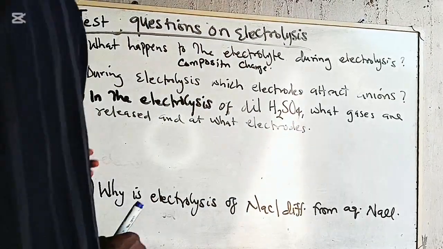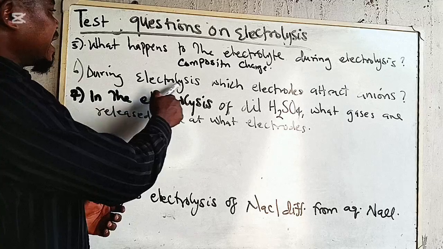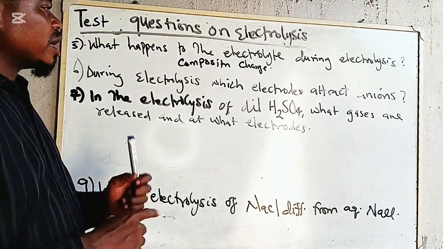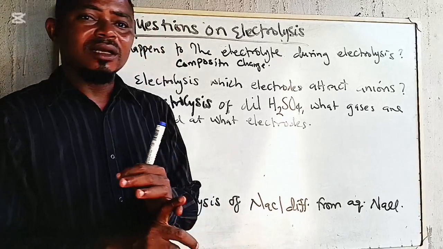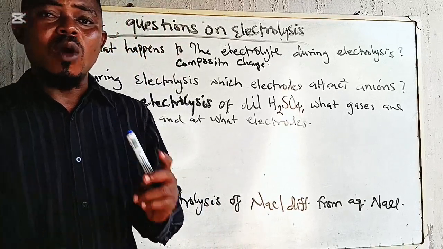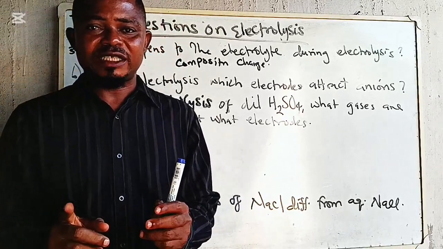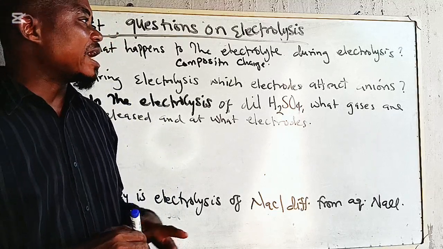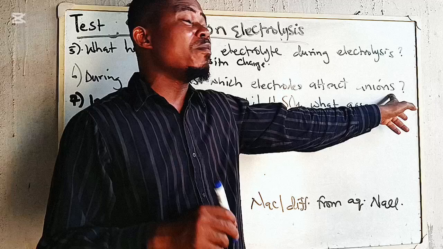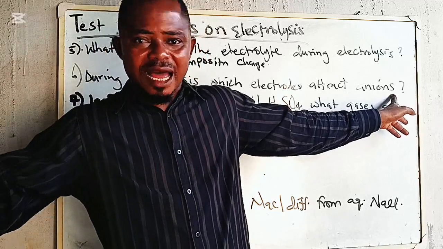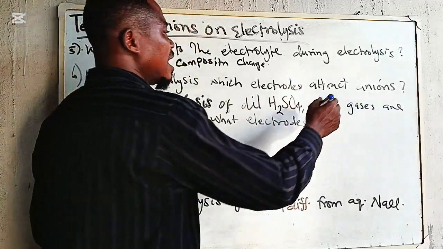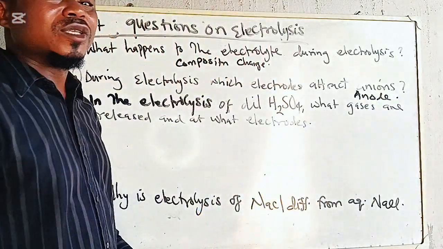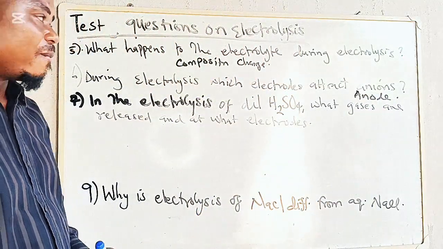All right, let's continue. So, we said during electrolysis, which electrodes attract anions? Now, you must know that the cathode is negatively charged while the anode is positively charged. So, like pairs do what? Repel. Unlike pairs attract. Therefore, anions, which are negatively charged, will be attracted to the positive anode. Therefore, the anode attracts anions. That is why they are called anions, anode ions. Are we together now? All right.